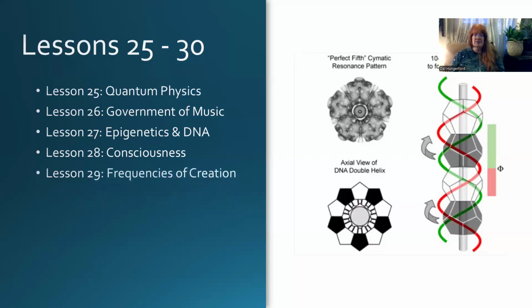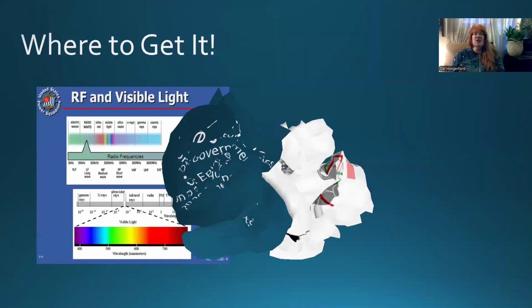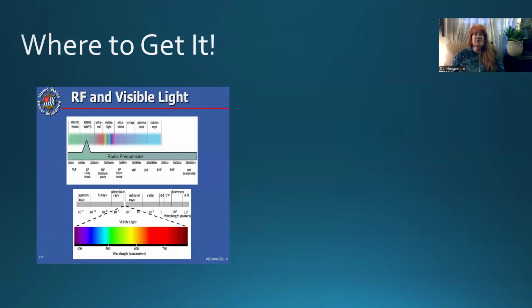Lesson 29, I introduced the frequencies of creation. I'll just say it's rather fascinating. There's a lot of correlation between everything that you're seeing in these lessons with the frequencies of creation. And lesson 30 is where you connect all the dots. And again, there's about 400 plus pages of this stuff. And I know that over the years, you're going to be able to add to it. I only updated this recently.